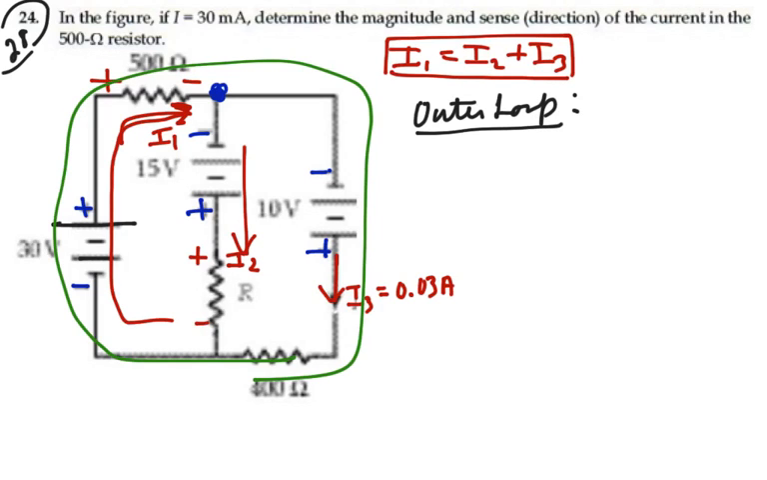and start someplace and walk our way around. So we're going to have a negative 30 plus 500 I1, then minus 10, and I didn't mark this resistor down here, but it'll be plus 400 I3 equals 0.